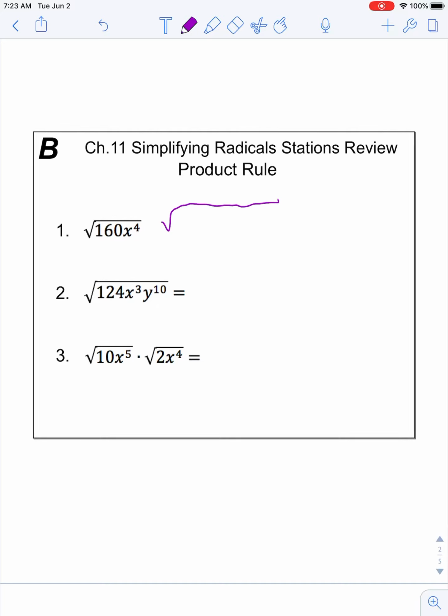So I always look at the number and the variables separately, and there is a perfect square that goes into 16 because 16 times 10 is 160, and since this is x to the 4th, that's just going to be cut in half. Now, I wrote them out originally, each of those variables. You can go back and do that, writing x squared times x squared.